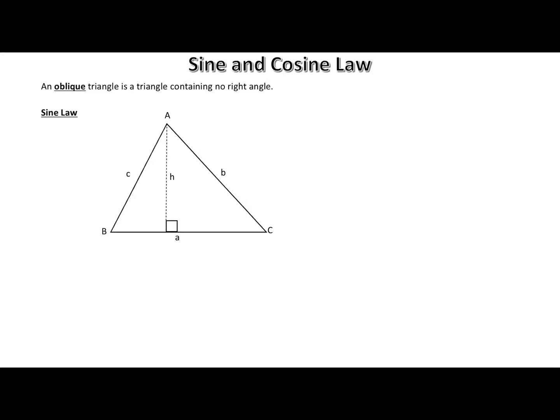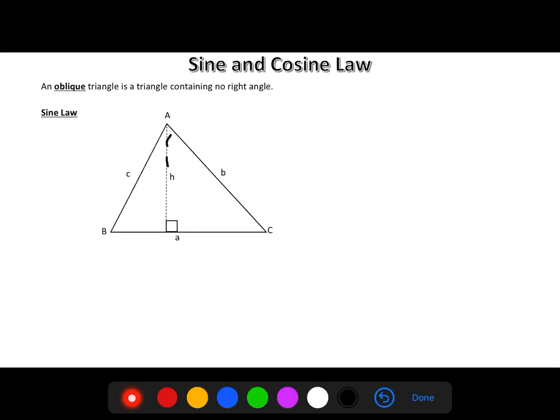Review the sine and cosine laws from grade 10. Looking at a non-right angle triangle, we can't use SOHCAHTOA, so we needed other methods to solve in a non-right angle triangle. Sine law is the first one we're going to take a look at. Remember from last year, an altitude through a vertex perpendicular to the opposite side creates the height of our triangle.